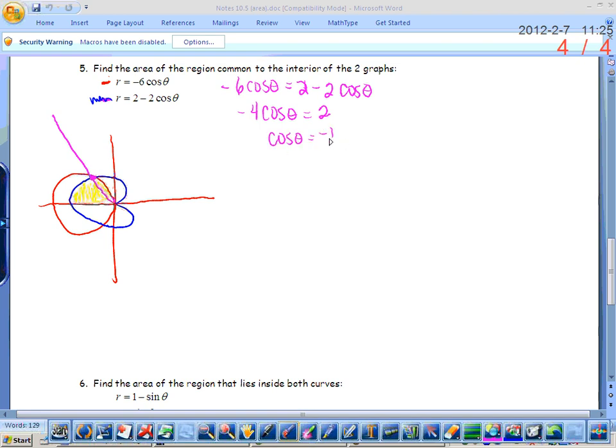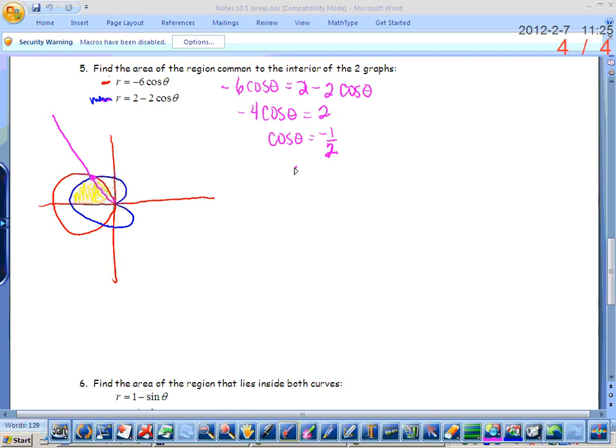Divide by -4, and I get the cosine of theta equals -1/2. All right, in what quadrants is cosine negative? Second and third. Look at this graph. Where are my points of intersection? Second, third. All right, the angle that has a cosine of 1/2 is pi over 3.